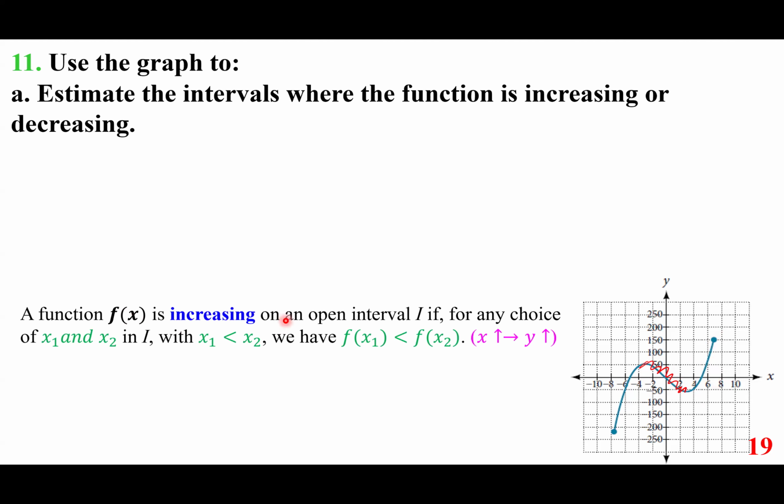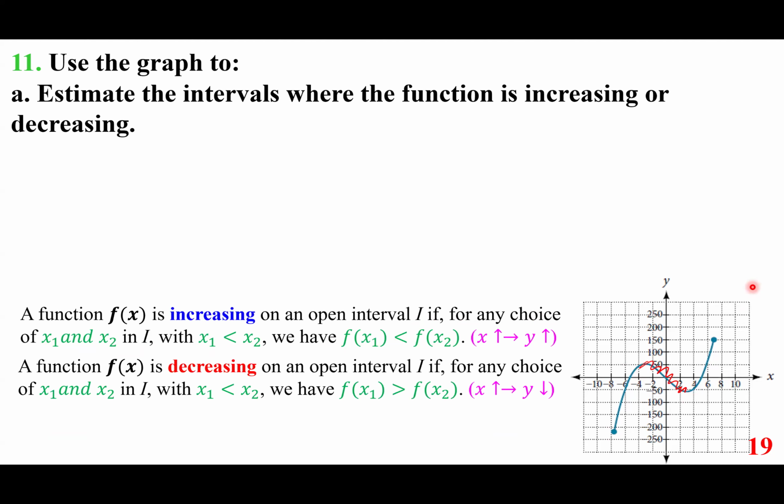A function f of x is increasing on an open interval I if for any choice of x sub 1 and x sub 2 in I, with x sub 1 less than x sub 2, we have f of x sub 1 less than f of x sub 2. In other words, x gets larger, y gets larger: increasing. On the other hand, a function f of x is decreasing on an open interval I if for any choice of x sub 1 and x sub 2 in I, with x sub 1 less than x sub 2, we have f of x sub 1 larger than f of x sub 2. In other words, x gets larger, y gets smaller. That's decreasing. So the red portion is decreasing.